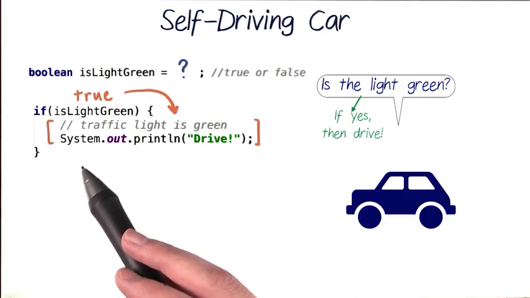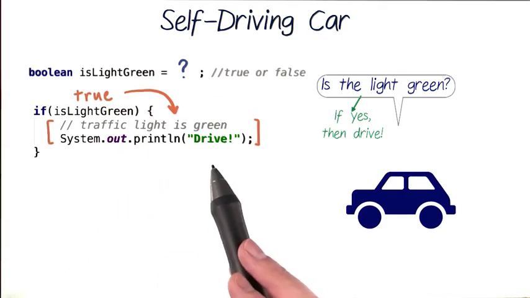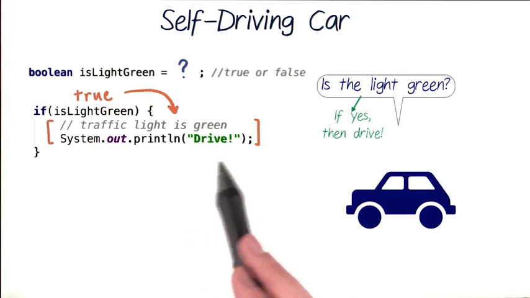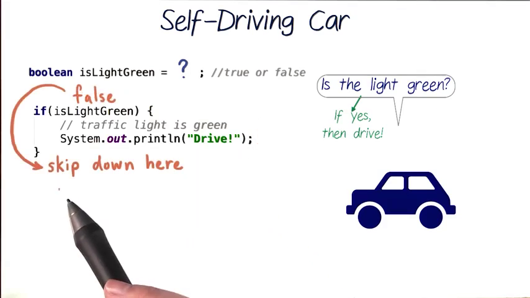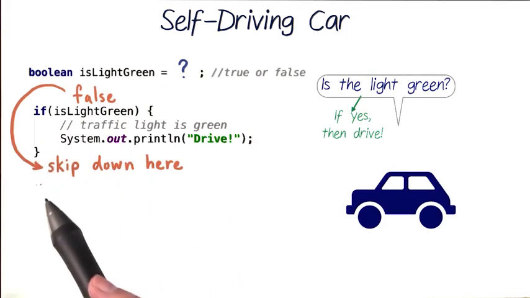And if this test condition is true, we'll enter whatever code is contained inside the curly braces of our if statement, and we'll execute that code. And inside our if statement, we'll just print out the action we want our car to take, which is to drive.